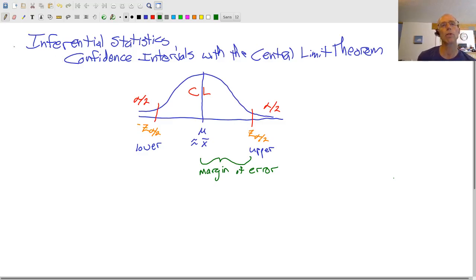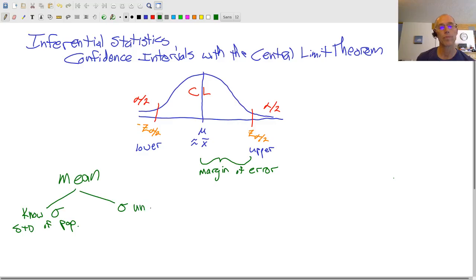There are a couple of different kinds of confidence intervals we can make here. Often we use mu because we're talking about a mean. So if we're working with a mean, then there's one of two cases. Either we know sigma, which is the standard deviation of the population, or sigma is unknown, in which case we're going to approximate sigma with the sample standard deviation.